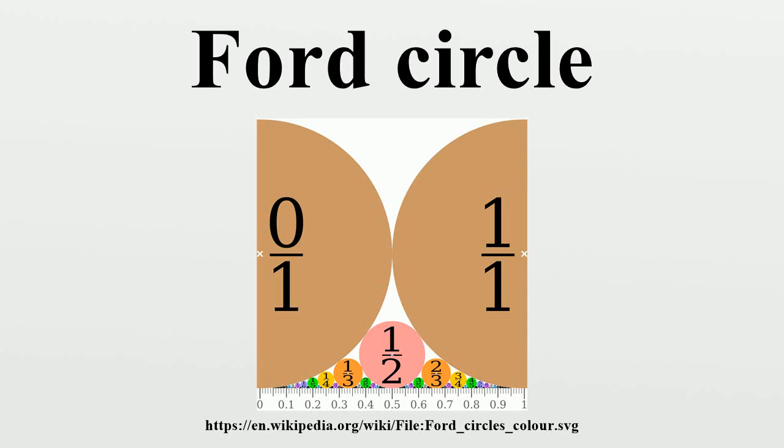In mathematics, a Ford circle is a circle with center at (p/q, 1/(2q²)) and radius 1/(2q²), where p/q is an irreducible fraction, i.e., p and q are coprime integers. Each Ford circle is tangent to the horizontal axis, and any two circles are either tangent or disjoint from each other.